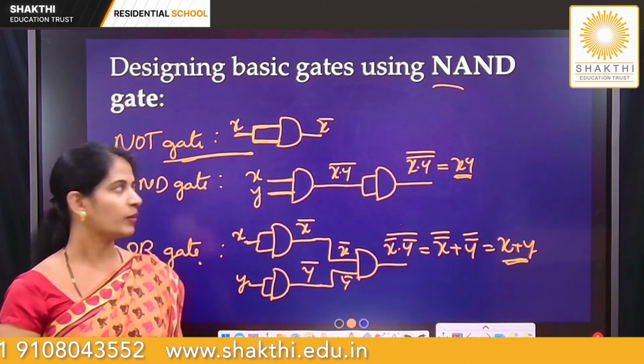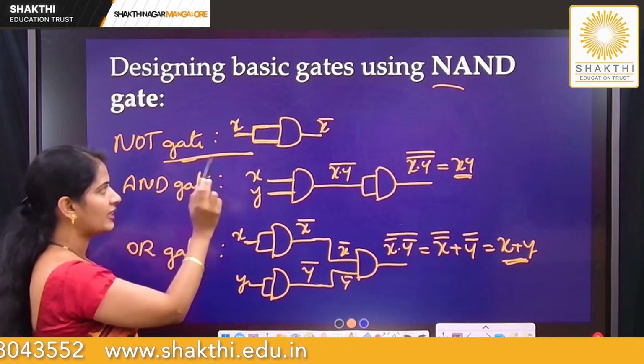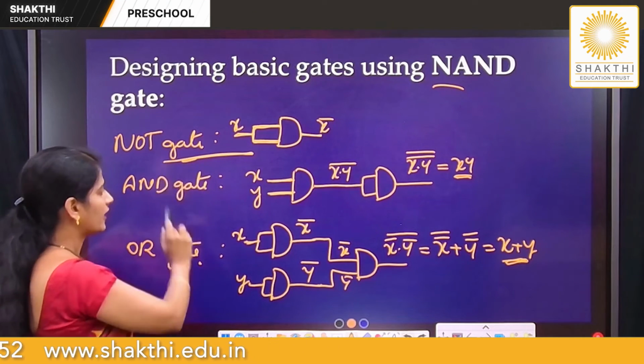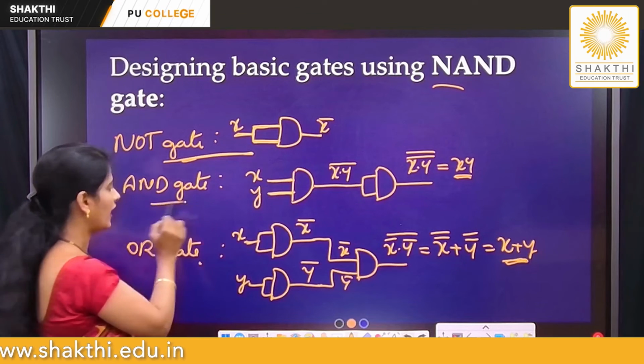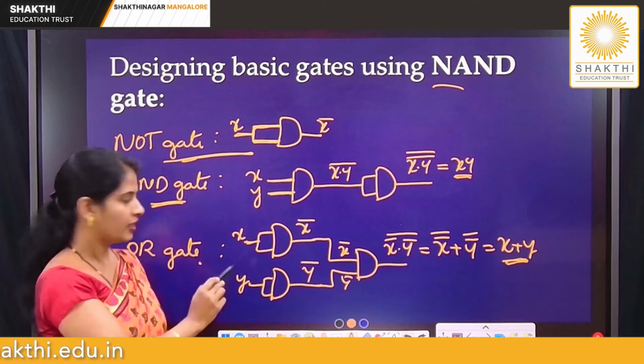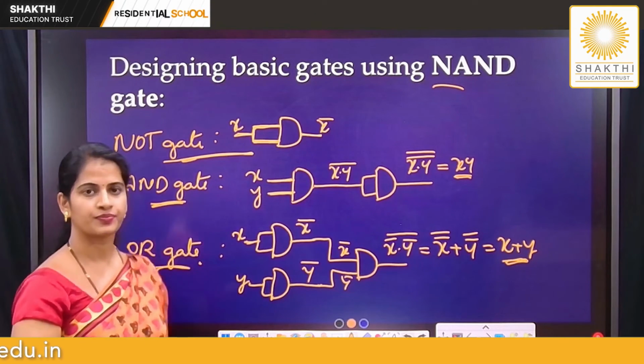So simply, if you want to remember, you use the NAND gate once to get NOT gate, NAND gate twice to get AND gate, NAND gate thrice to get OR gate.